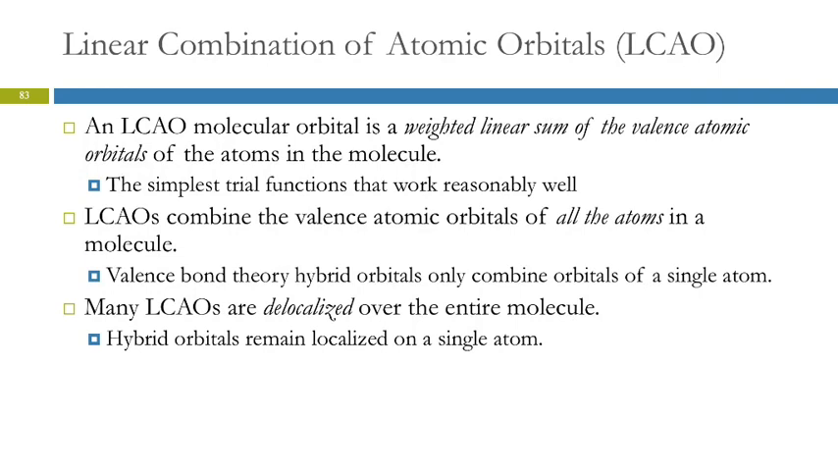And these are going to combine the valence atomic orbitals of all the atoms in the molecule, not just the two involved in a bond. Valence bond theory just looks at hybrid orbitals, combining orbitals on a single atom. Here we're combining the valence orbitals of all the atoms in the molecule. Many of these linear combinations of atomic orbitals are delocalized over the entire molecule. So instead of an electron density between two atoms, we're thinking of the electron density over the entire molecule. Again, in contrast to valence bond theory, the hybrid orbitals remained localized on a single atom.